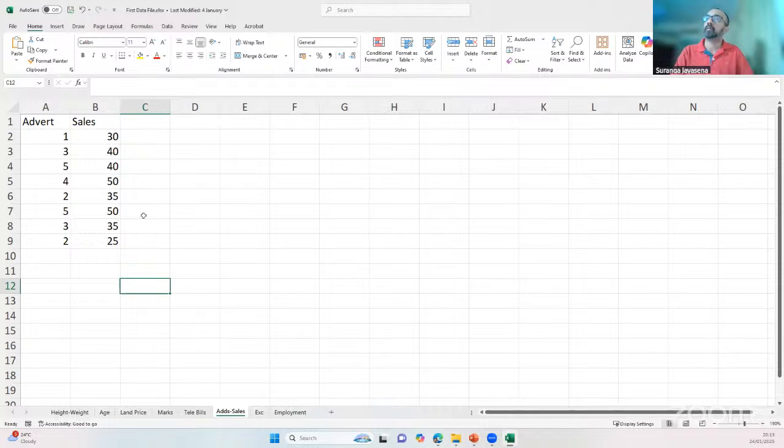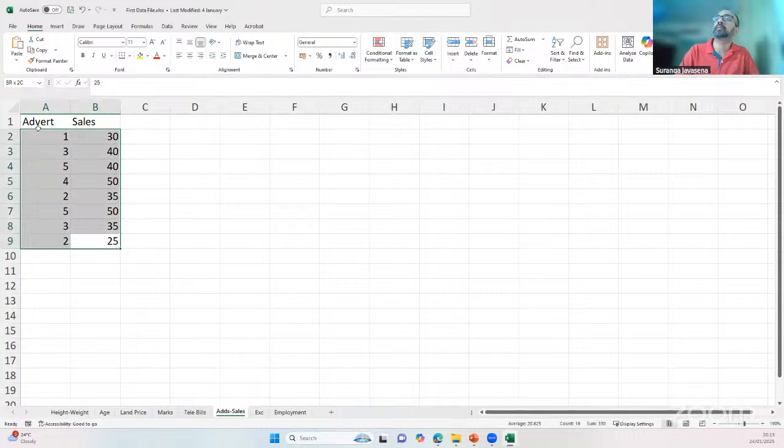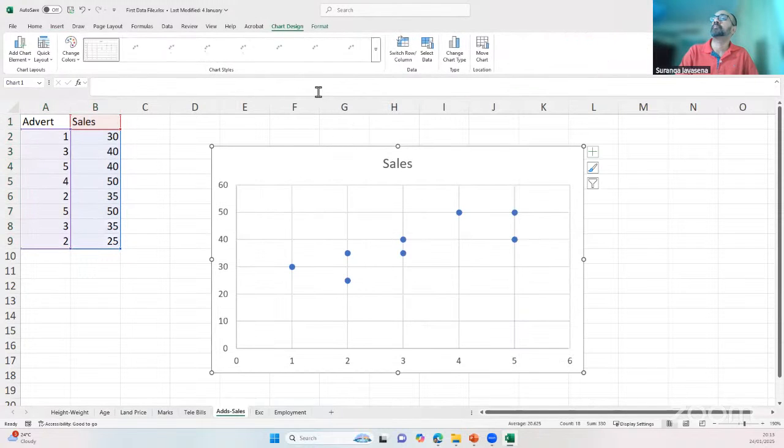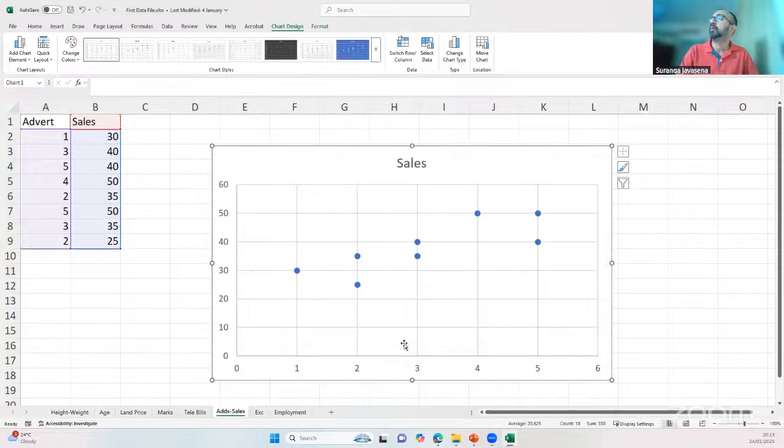Now we'll go with the scatter diagram quickly. Insert, chart, scatter diagram. Okay, so here we have the scatter diagram. We have sales on the vertical axis and the advertisement expenditure on the horizontal axis. That is how we had that.